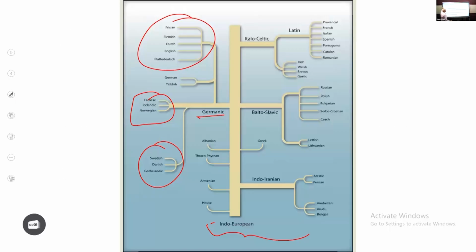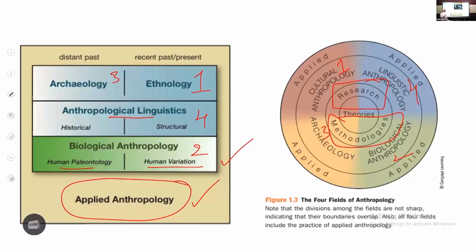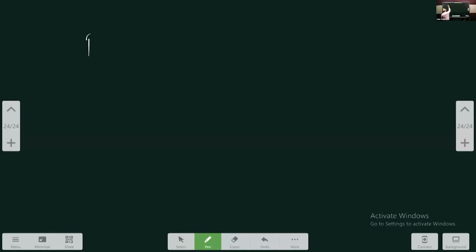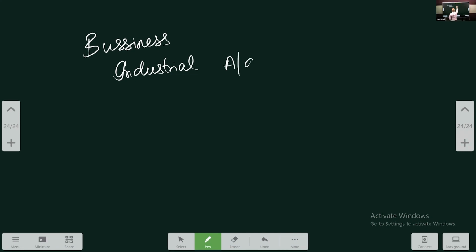So when you come across these kinds of questions, you should learn to use some keywords like business anthropology or industrial anthropology. These are the words that you can use. The study of businesses, the use of anthropology in management and corporate enterprises leads to what is called business anthropology and industrial anthropology.